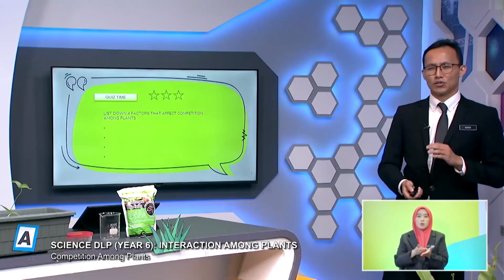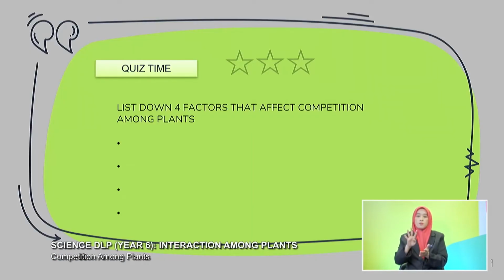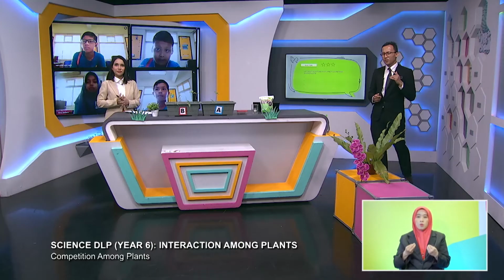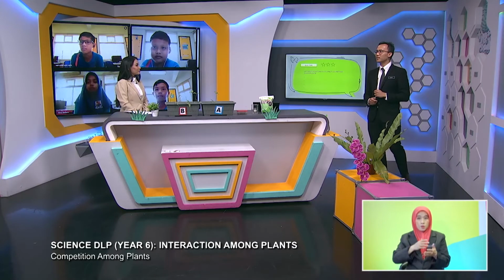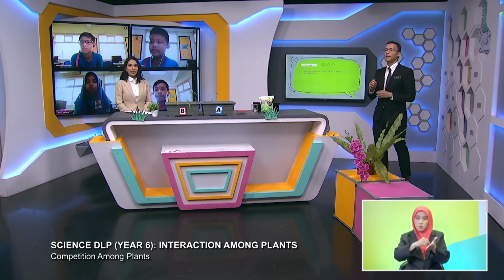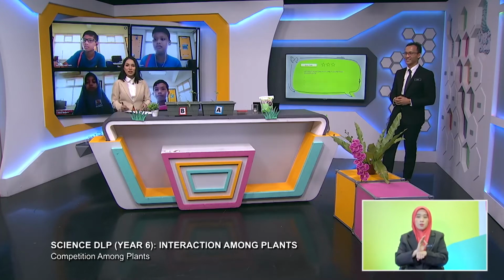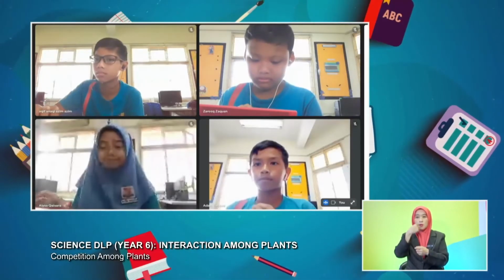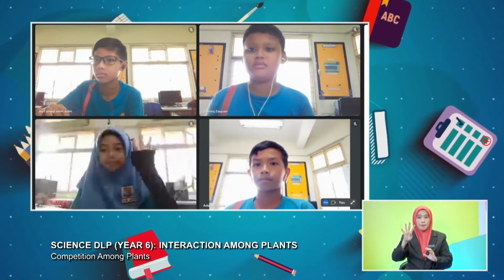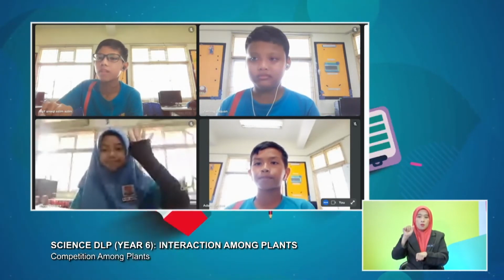All right. So it looks like I've gone through the 4 factors that affect competition between plants. Now I would like all my pupils to list down the 4 factors that affect competition among plants. For those who are at home, you can try that too. Who wants to try first? Pupils online, raise up your hands, please. Okay, we have Alisa. Alisa, can you please show us your answer?